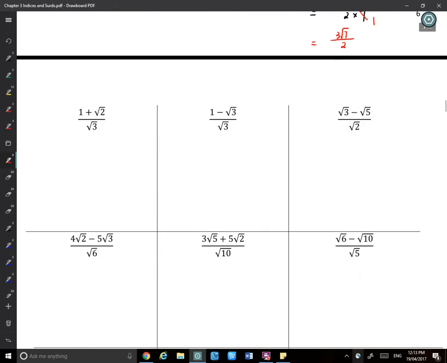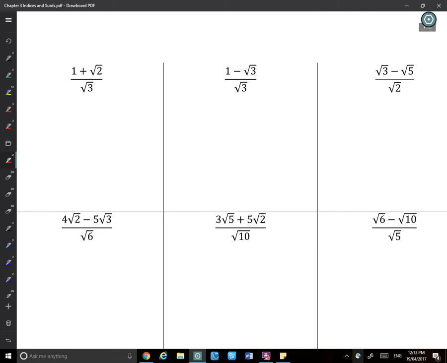Okay, let's look at the next page. On the next page, you have square roots on both top and bottom, but it doesn't matter. I just care about the denominator. Is the denominator a single term in this case? Yes, they're all single term denominators. Even though the numerator is not a single term, I don't care about the numerator. I just want to change the denominator back to a rational number.